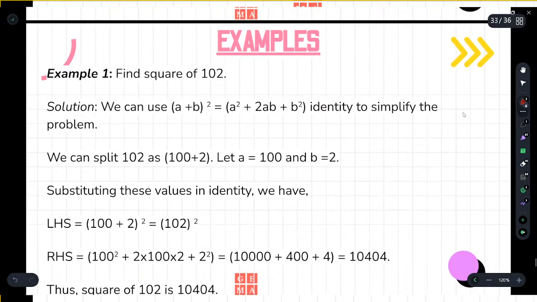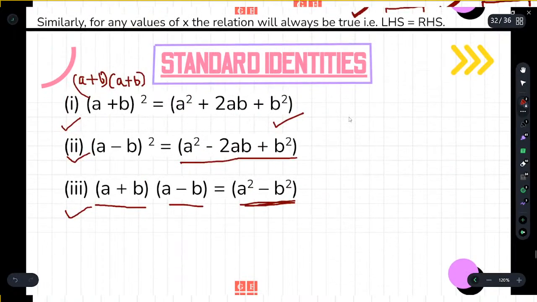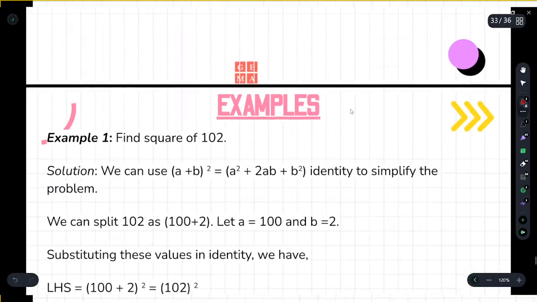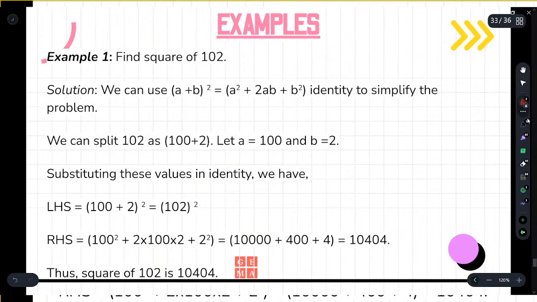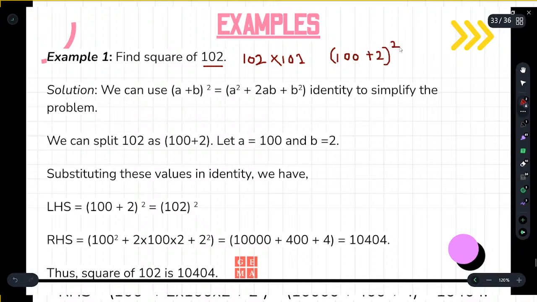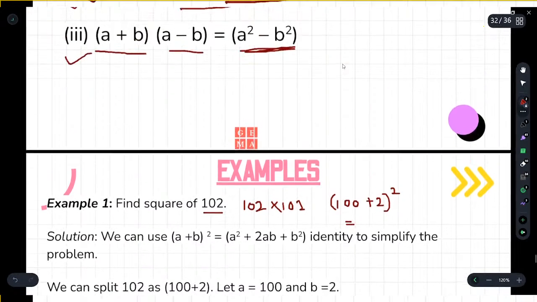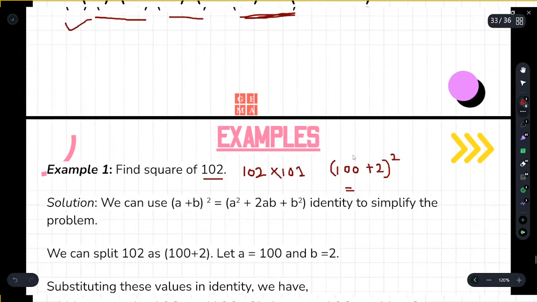Let's do some examples for it. How do these identities make our work easier? For example, finding the square of 102 will require us to multiply 102 with itself, which can get quite lengthy, right? So to make it easier, I can just write it as 100 plus 2 to the power 2, right? Keeping 100 as a and 2 as b, this will be the same as a plus b to the power 2, right?